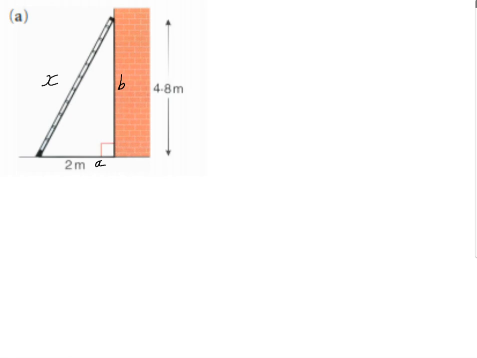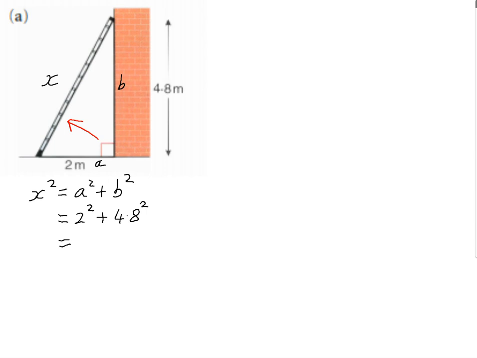So, because we are looking at finding the hypotenuse, because that is opposite our right angle, remember we did that, that means that we can use the standard formula. So we're going to have x squared is equal to a squared plus b squared. And then we can substitute in our values for a and b. So x squared equals 2 squared plus 4.8 squared.